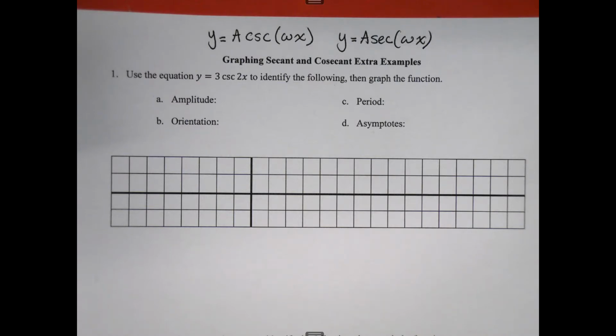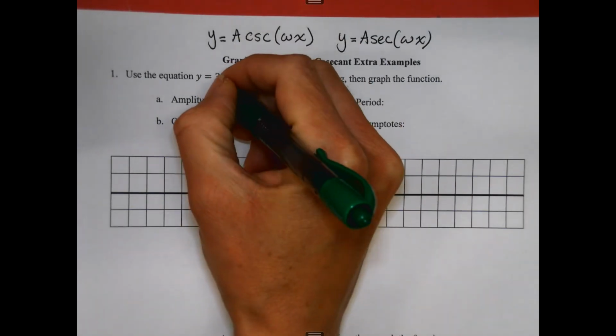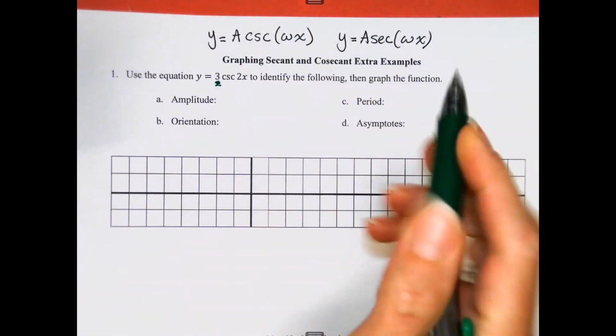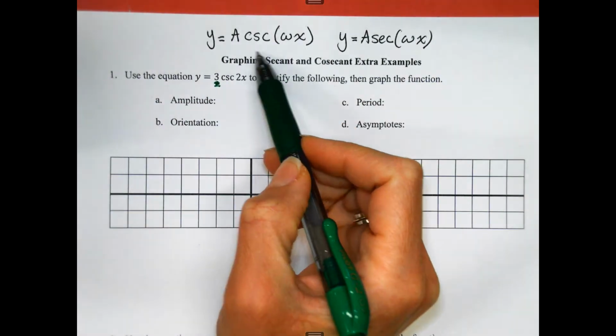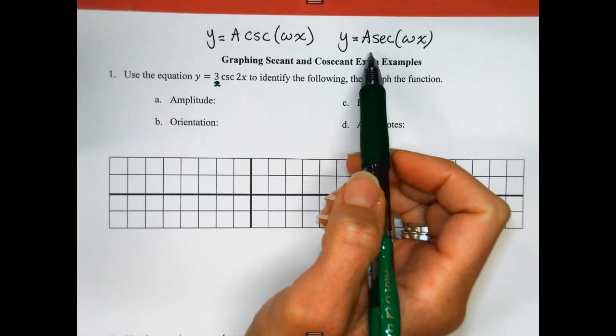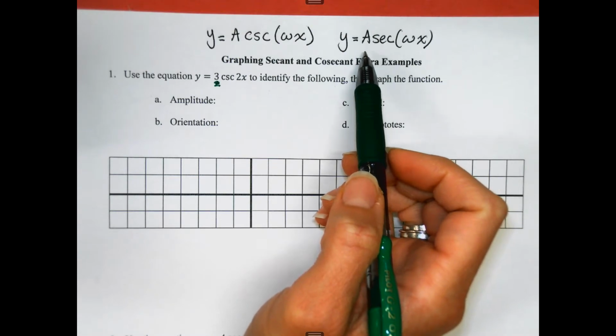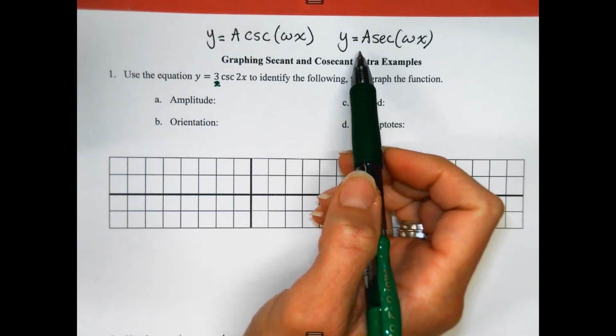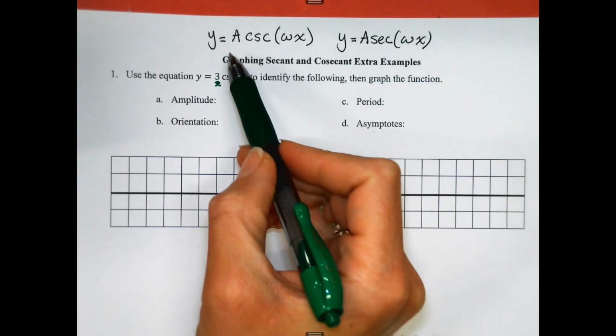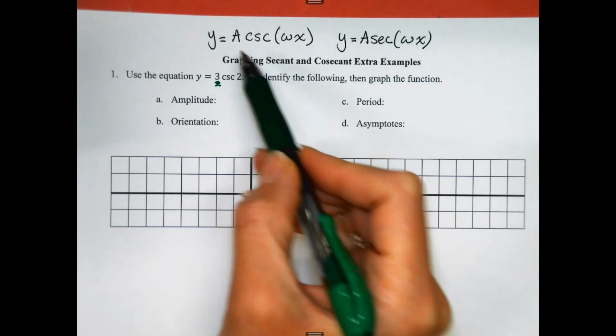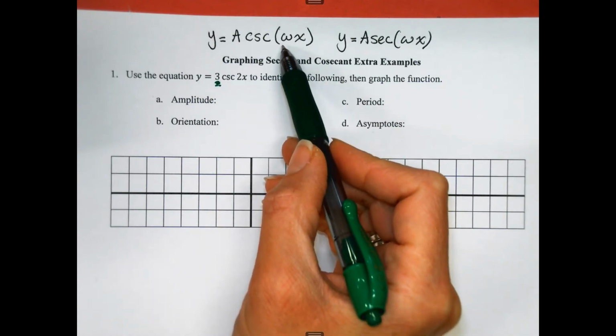Some of this stuff we can get directly from the equation. All of it comes from the equation, but some of it is easier to get when we actually go ahead and graph this function. The first thing is the amplitude. Amplitude is our A. These are the parent functions that we're dealing with in this section. We haven't done any horizontal or vertical shifts yet, so the only thing we're changing at this point is our amplitude and our period with our omega.